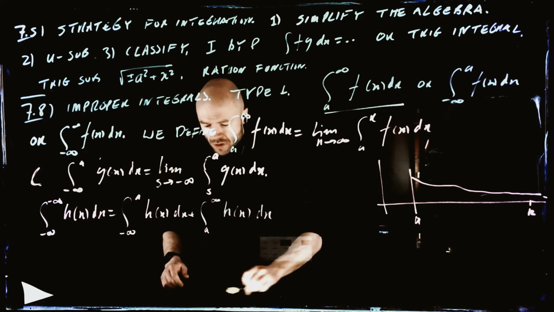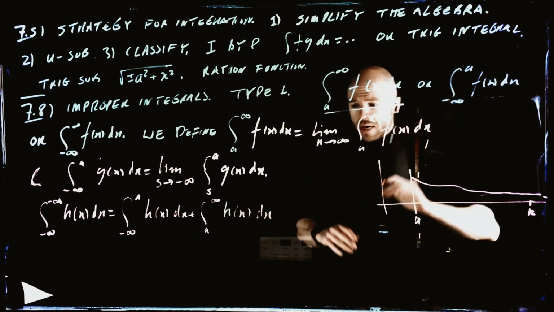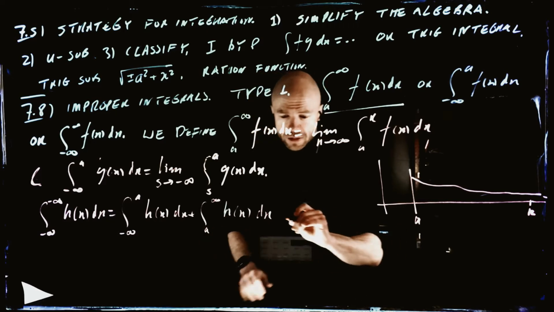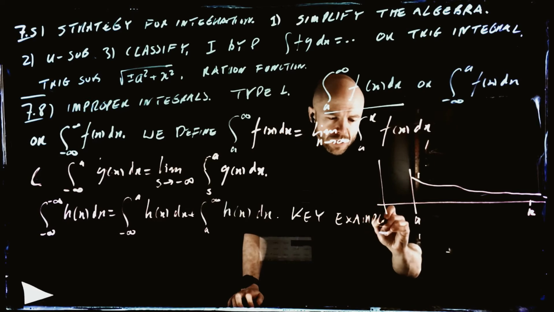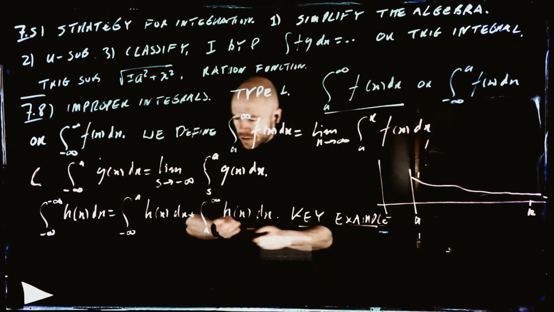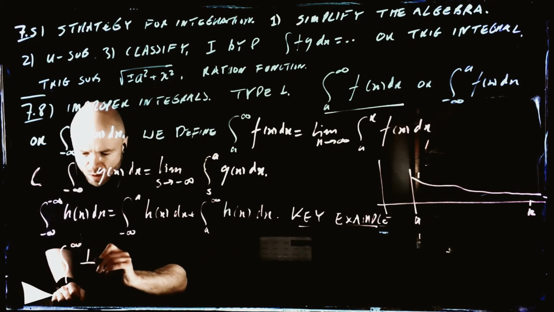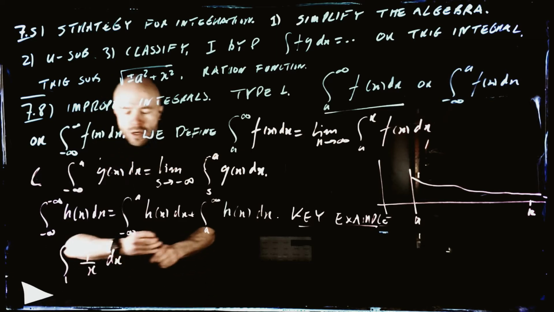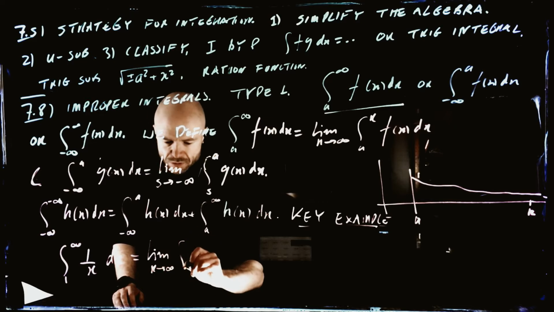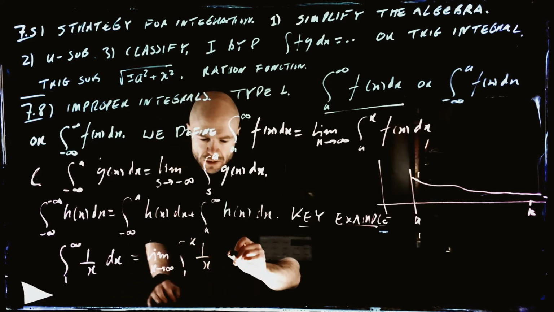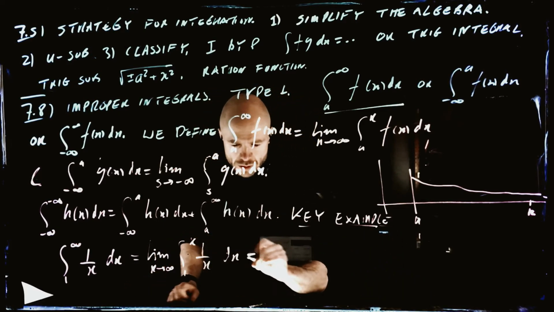Okay, so if we do this, then we need to see how we can calculate these guys, and there's a key example which, if you understand it, kind of contains most of what you need to know. It is the integral from 1 to infinity of 1 over x dx. So if we try and evaluate this, this is the limit as R tends to infinity of the integral from 1 to R of 1 over x dx, and we can figure this out.